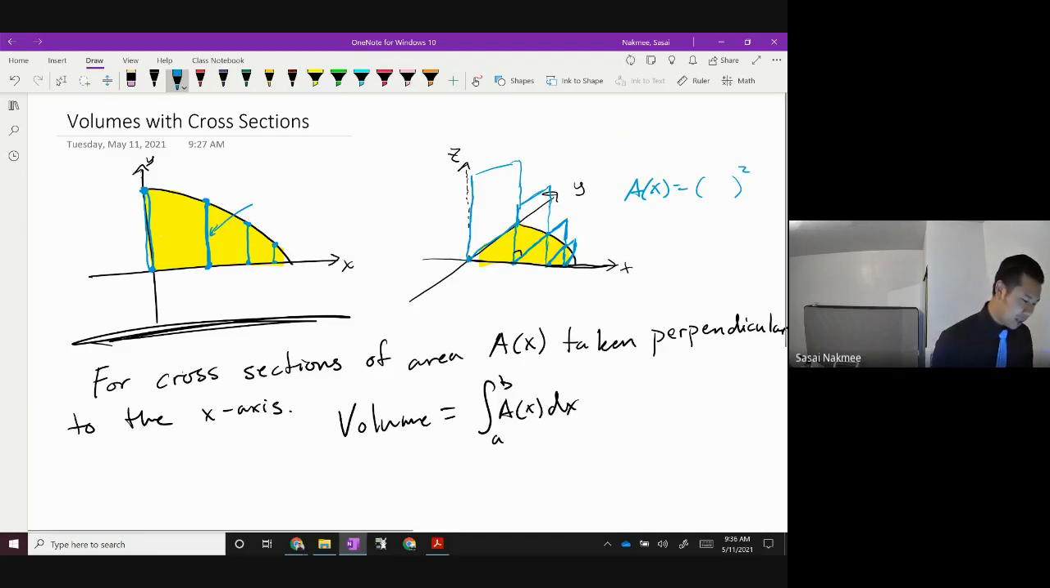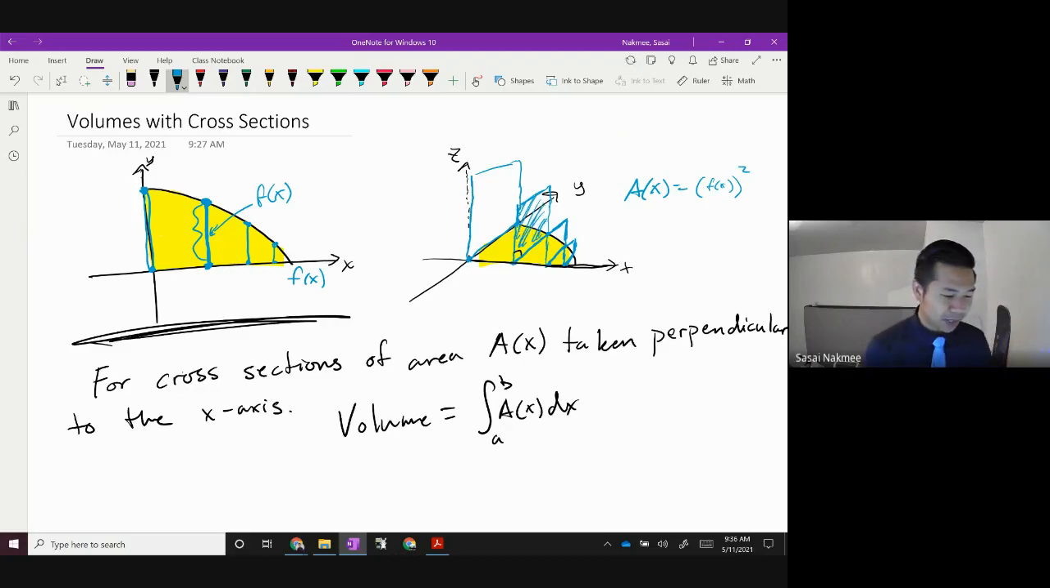So let's pretend this function was called f of x, for example. The length from here to here would just be whatever that f of x is. If I take that function to give me this distance right here, and I square it, that will give me the area of this little cross section. So that's what this A of x represents: calculating the area of those little cross sections.